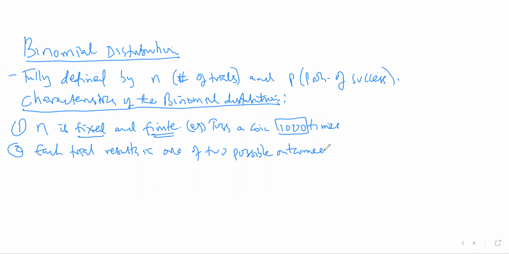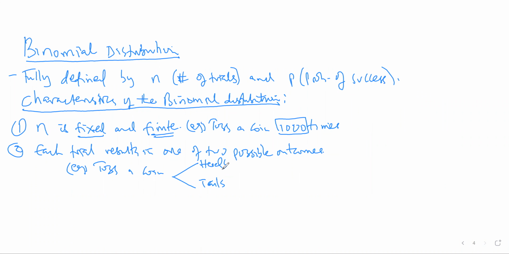In other words, we are saying every trial has two possible outcomes, and one of them must occur. For example, when we toss a coin, there are two possible outcomes: heads or tails. If you toss a coin, there are two possible outcomes, and one of them must occur.